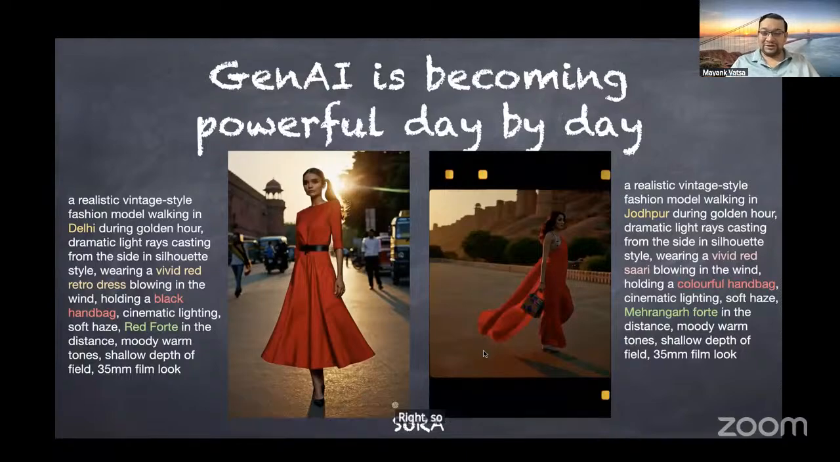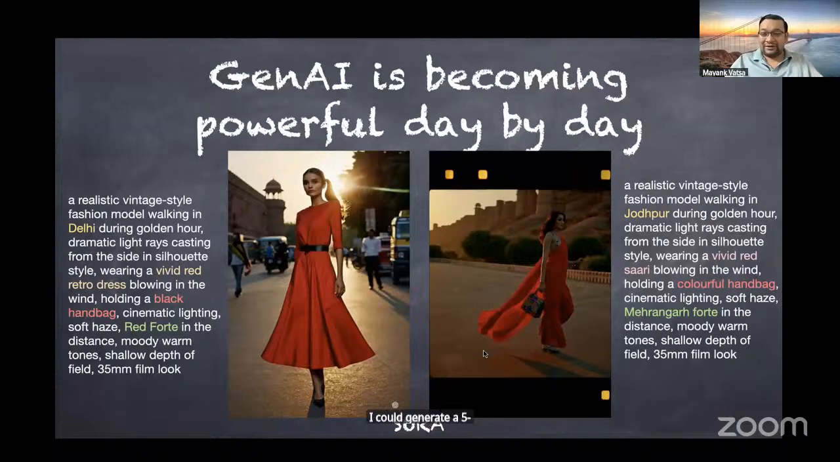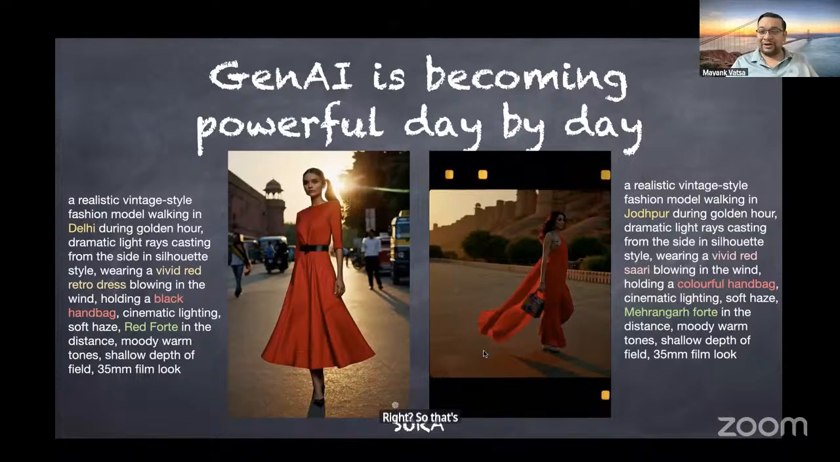Right. So this is the power of generative AI right now: with only a few prompts, within a few seconds, I could generate a 5-second video. By the way, I can also have a larger context window to generate much longer videos now. Right. So that's where we all are heading. It requires a huge amount of computational resources, and many applications can be built on top of these kinds of tools that are available.